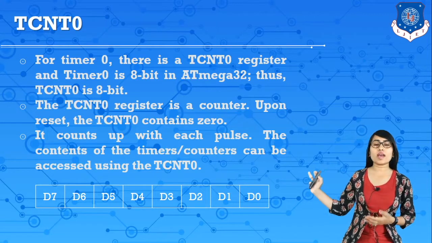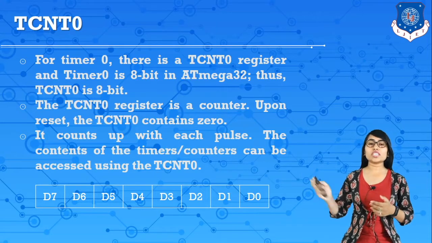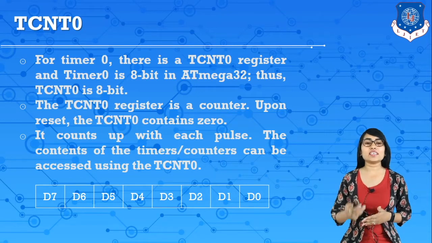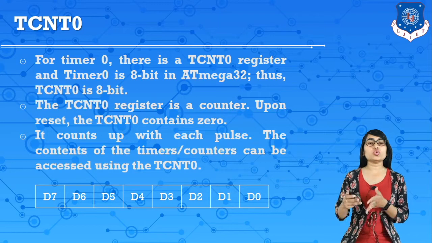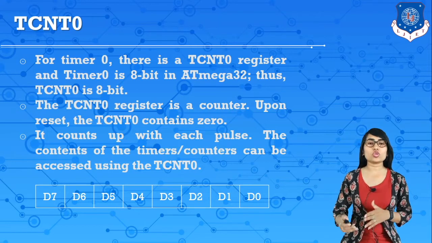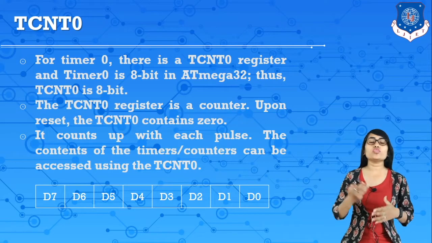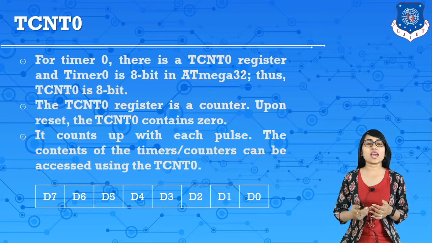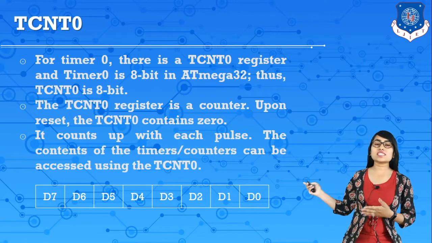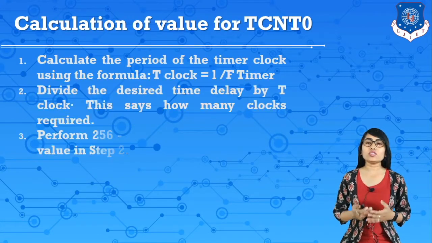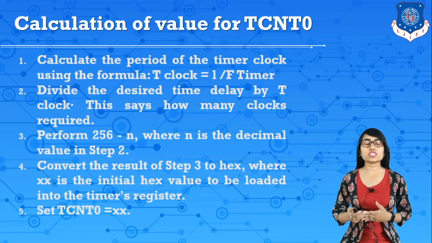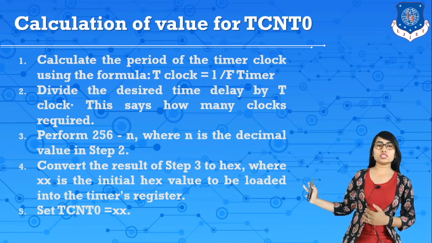So here we have a total of 8 bits in TCNT0. In TCNT0, we can load a value which we want to count for a desired delay. So this is the TCNT0 register. Next, how can we calculate the value for the TCNT0 register? For that, follow these steps.